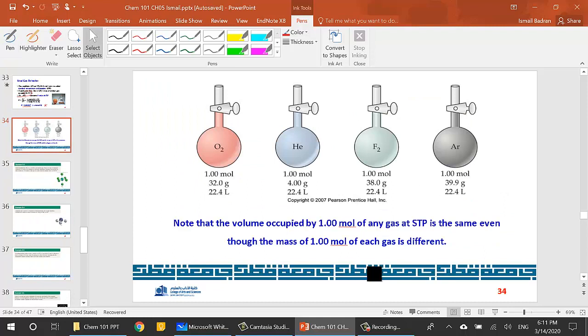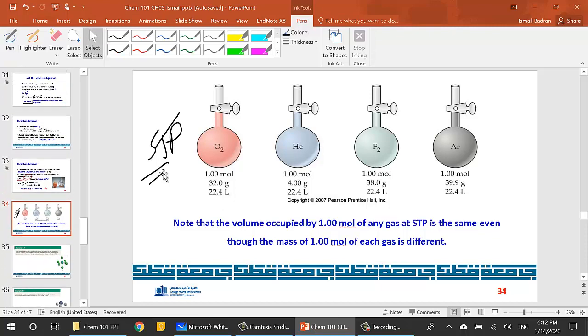This leads us to a very important result: whatever the gas is, if you have helium, fluorine gas, argon gas, whatever, if you have 1 mole of each and they are all under STP conditions, the volume of that gas should be equal to 22.4 liters. Despite the nature of the gas, that's ideal gas behavior, and this will have an important application later in this chapter.